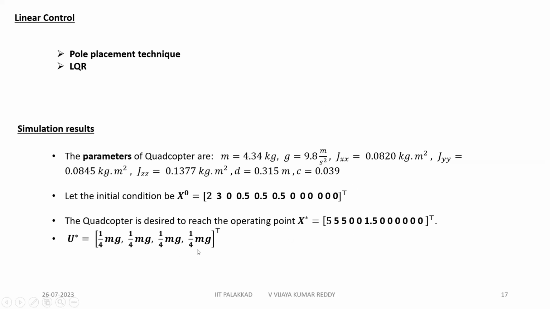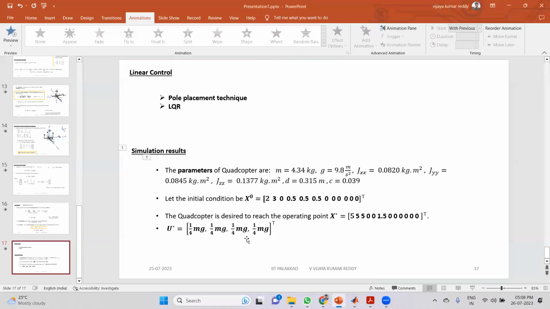And this U star is one-fourth of mg. That means each propeller should generate a thrust force of at least one-fourth of the total weight of the drone, right? So that's why we are taking this U star as this value. So now we'll go to the simulations. Meanwhile, if anyone has any doubts, please raise your voice. If anyone has any doubts anywhere, or if you want me to repeat again.